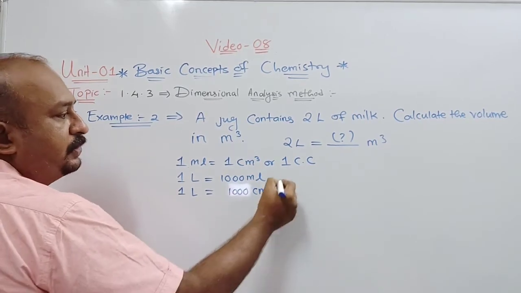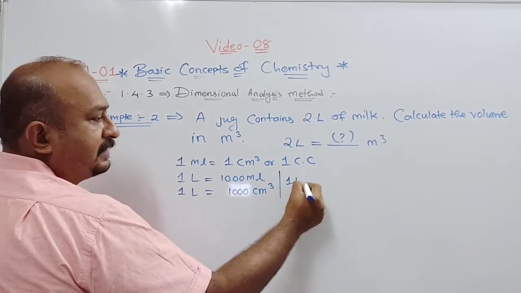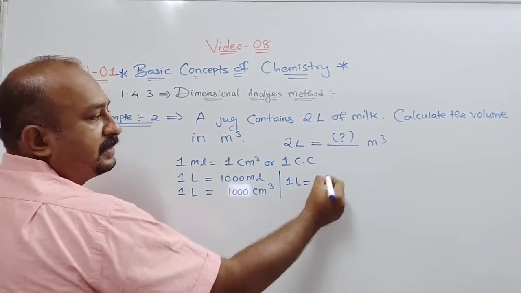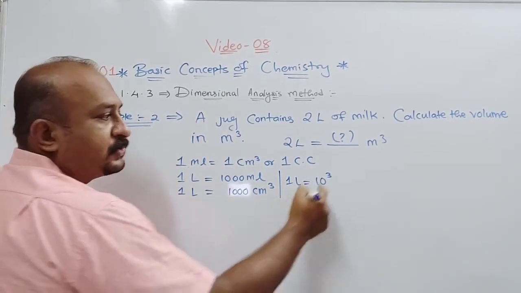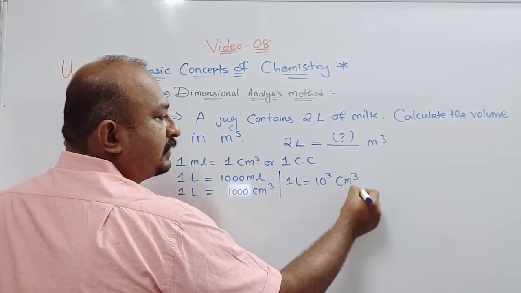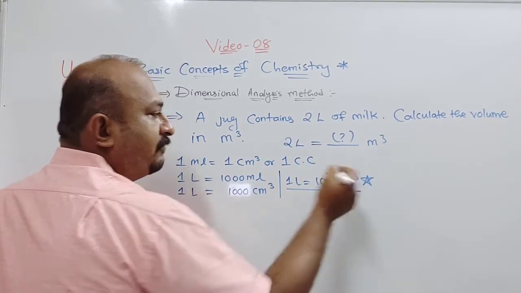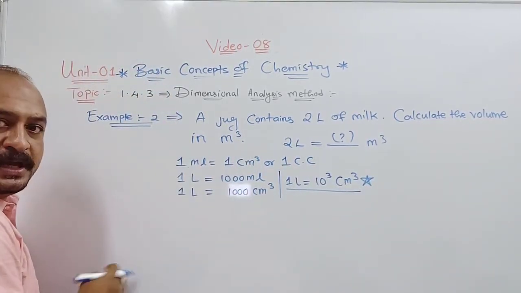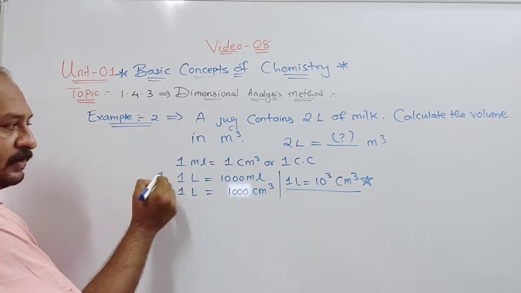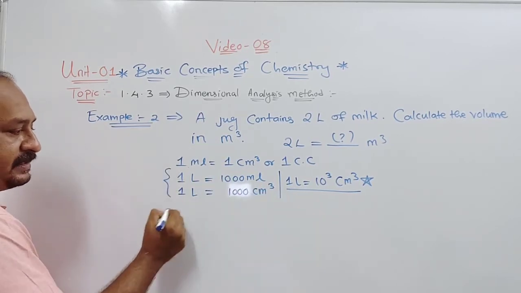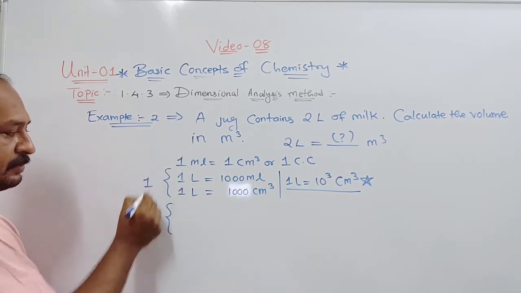Or also you can write this as 1 liter is equal to 1000, means what? How many zeros? 3 zeros. So 10 raised to 3 centimeter cube. Okay, so this is the formula one you have to remember. Now this is one formula, the first part what you have to remember.